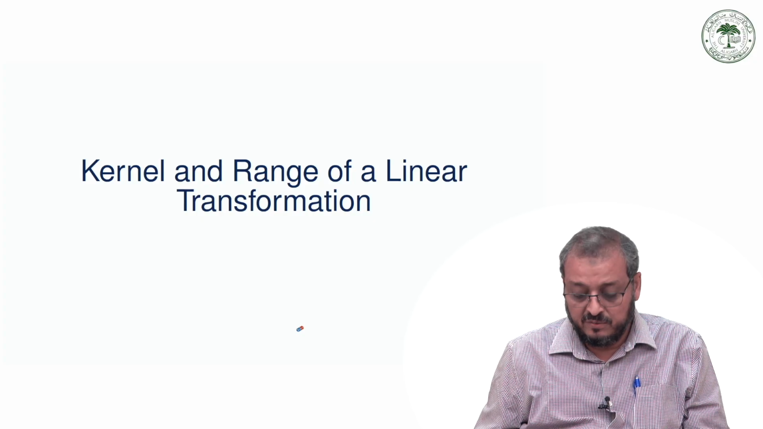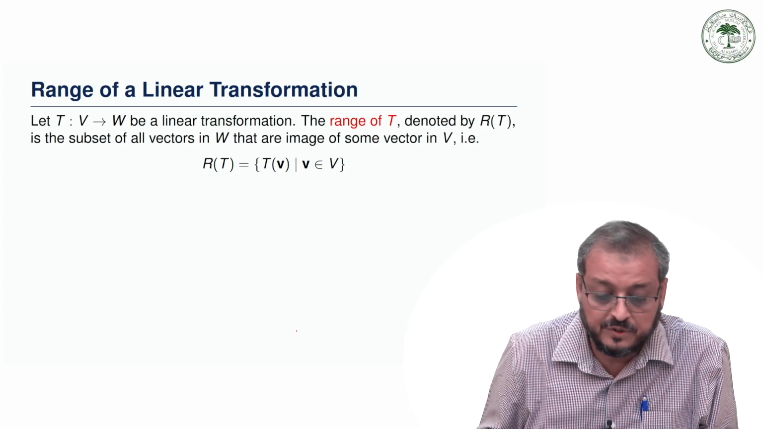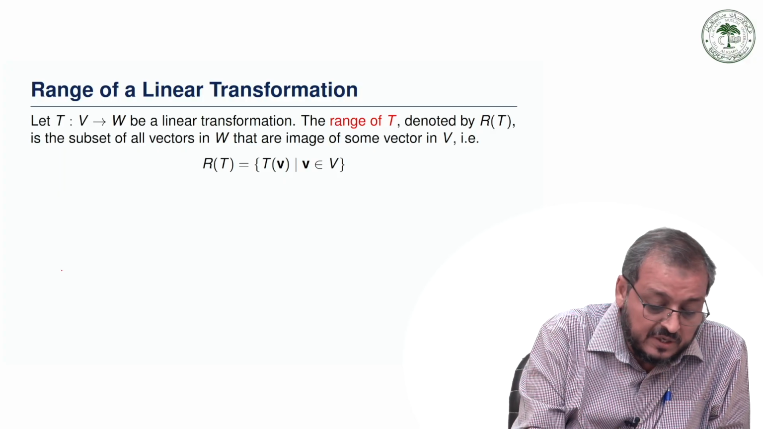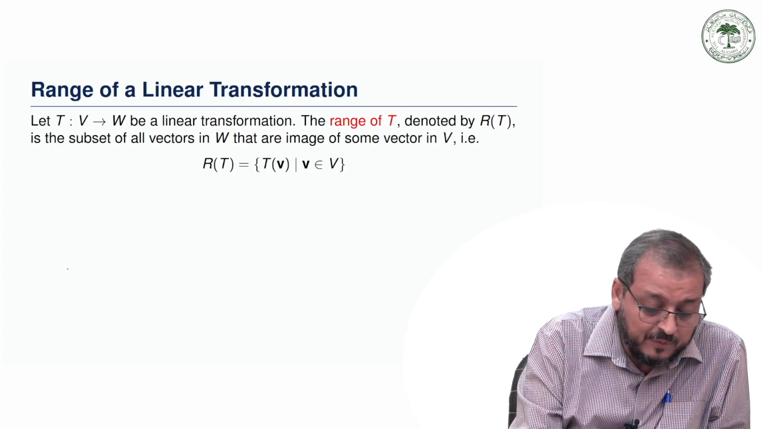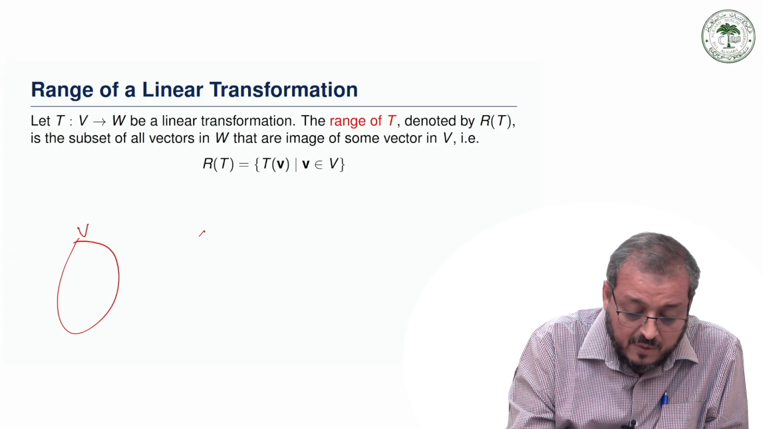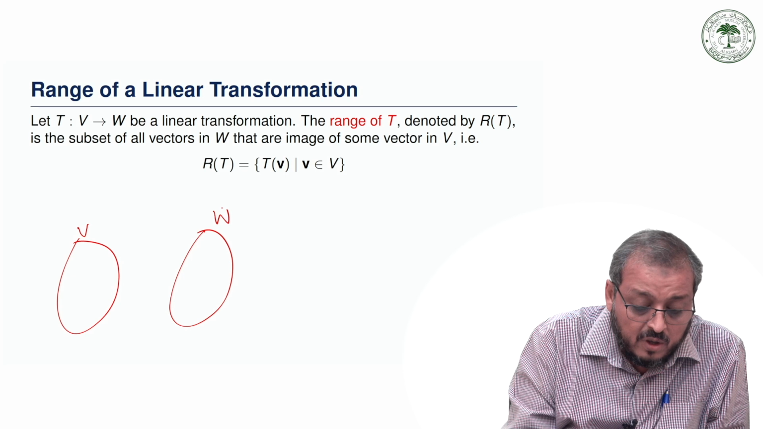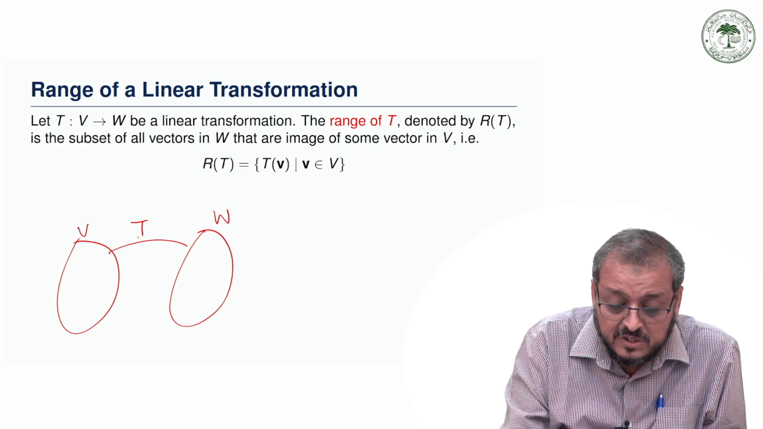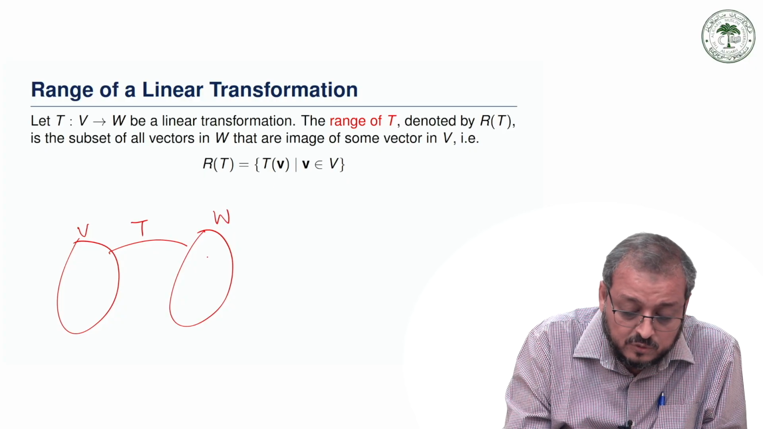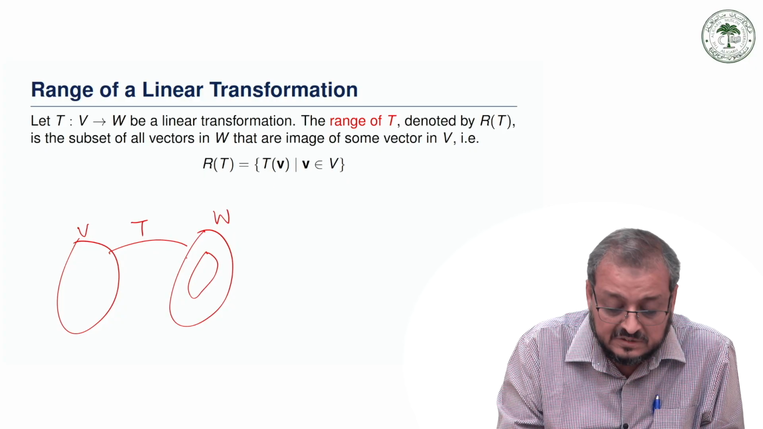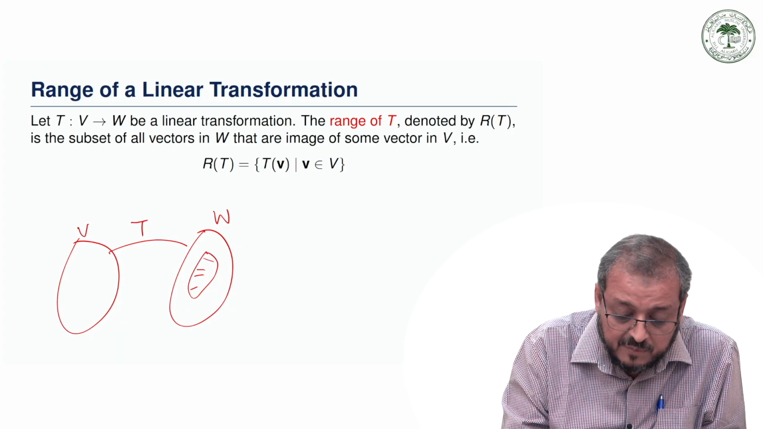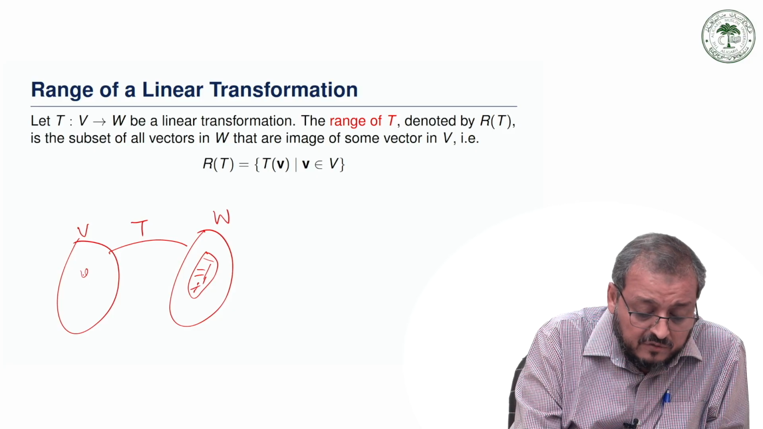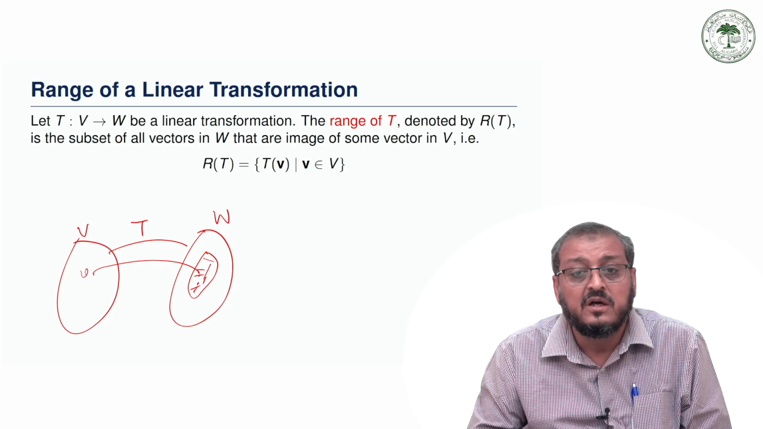Kernel and range: first we start with the range of a linear transformation. We have T from V to W, a linear transformation. That means we have a vector space V, a vector space W, and a linear transformation T from V to W. Then the range means some elements of V map to certain elements of W, and these images are elements of R(T). This is called the range of T.